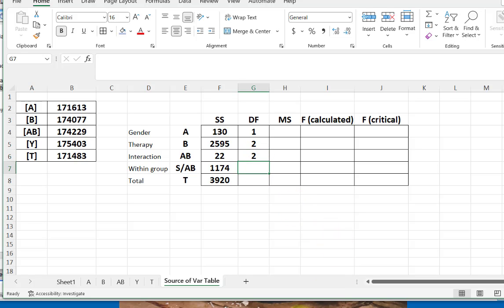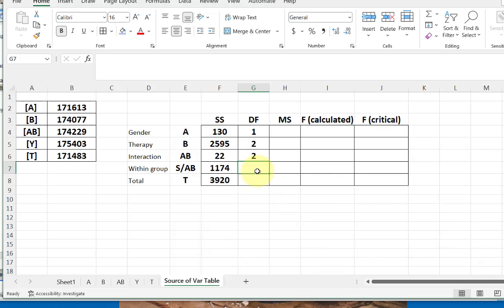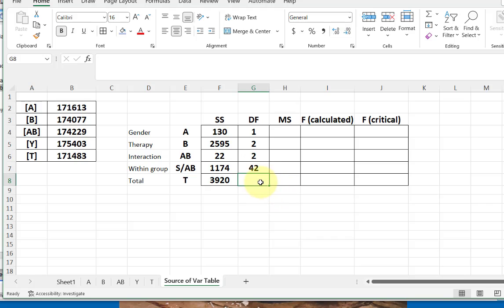And then for the next one, this is our error term, right? So it's AB times N minus 1. So ours is 2 times 3 is 6, times 1, 8 minus 1 is 7. So 6 times 7 is 42. And then the total sample, or the T, is all 3. So 2 times 3 is 6 times 8 is 48. Minus 1 is 47. So that's 47.